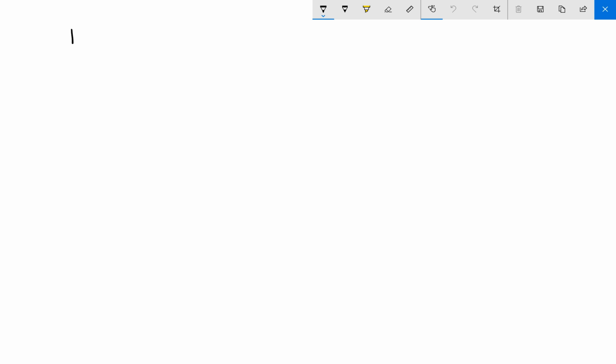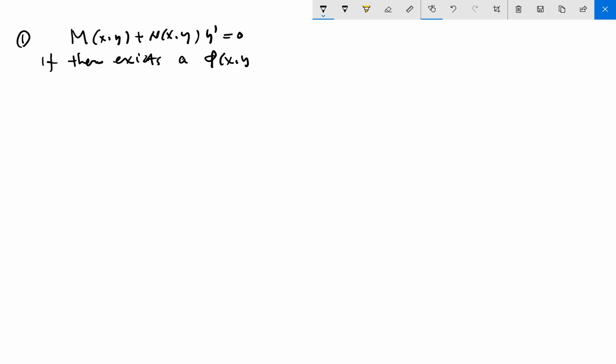For a given equation in this form, let's say equation 1, if there exists a function phi of x and y, where phi depends on 2 variables, such that the partial of phi with respect to x gives you M(x,y), and the partial of phi with respect to y equals N. If this is true, then we call equation 1 an exact equation.